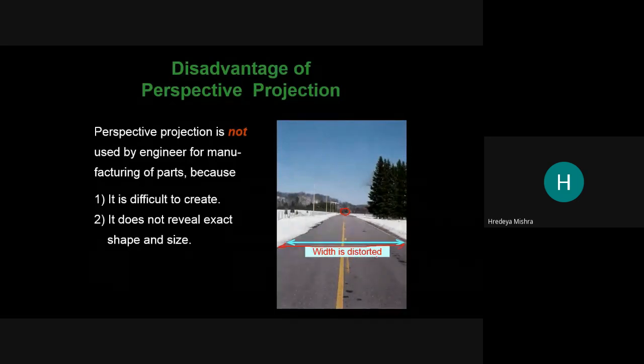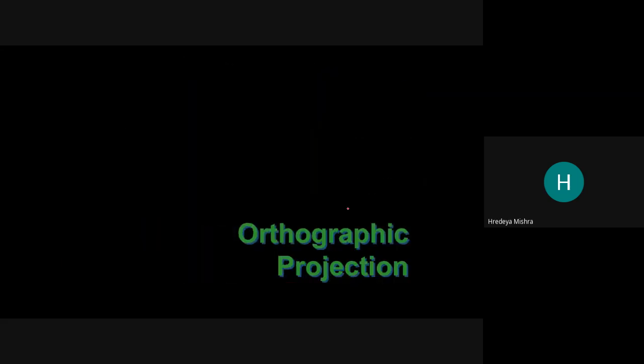So width is destroyed. So what happened? The more we go to this side, our width is shortened and converted to a point. Width is destroyed. Now, orthographic projection.